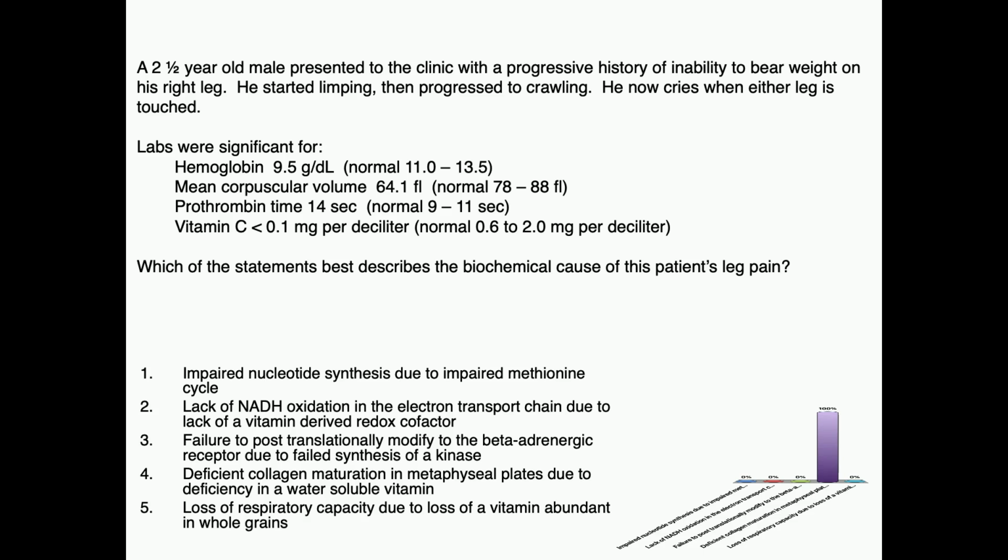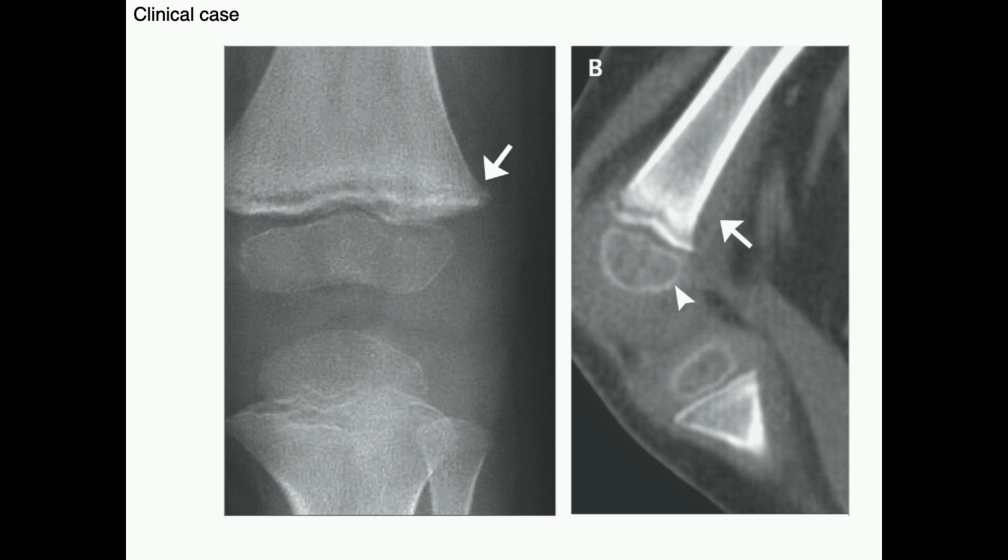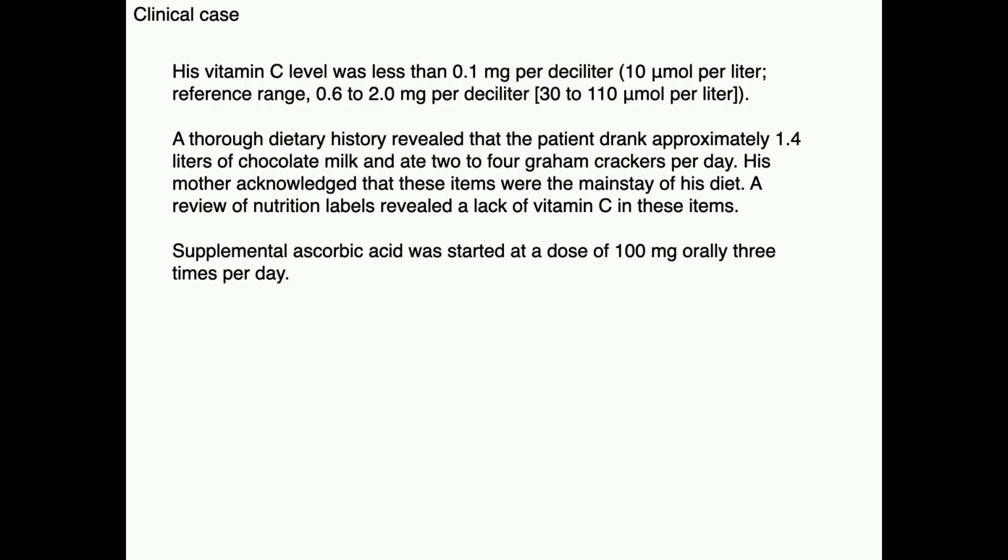After they found out that the child was vitamin C deficient, they reviewed those x-rays. I guess they were just looking for fractures and didn't look closely, but when they re-examined them, there was a shadowy area right at the plate, between where the collagen is converted into bone. They missed that at first and then noticed it. Then they decided to ask about the dietary history: what was this kid eating? 1.4 liters of chocolate milk and 4 graham crackers per day. Supplemental ascorbic acid was started at a high dose, and the symptoms resolved.